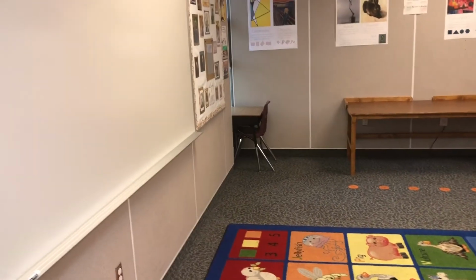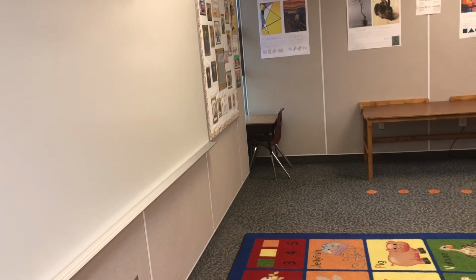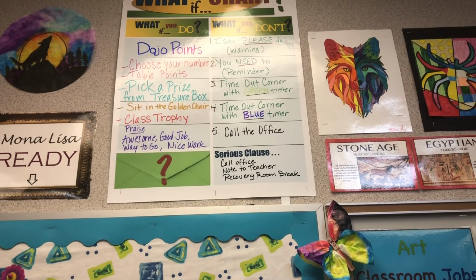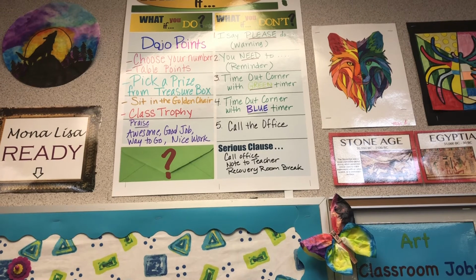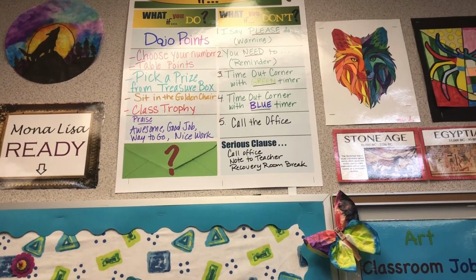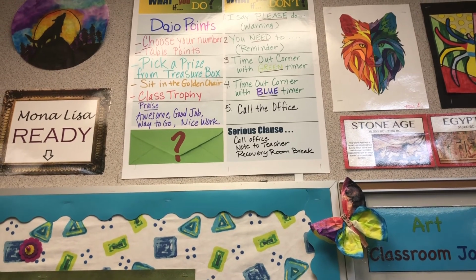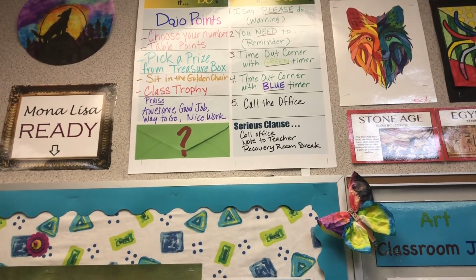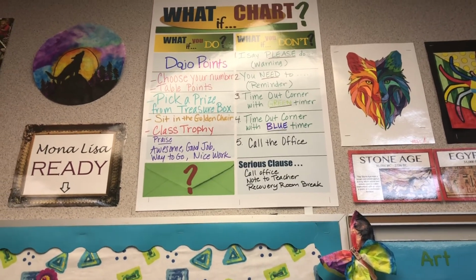And I have the corner over there where it's also the calm corner, but it can be the timeout corner where you need to go take a break and watch the timer. I have a timer to show you. And then if you continue, I'll have you stay at the timeout corner with the blue timer. And then if it continues, I'll call the office, and the office will come, and they'll probably remove you from the classroom, and you might end up going to the recovery room, and I'll send a note to your teacher letting them know of your behavior today.